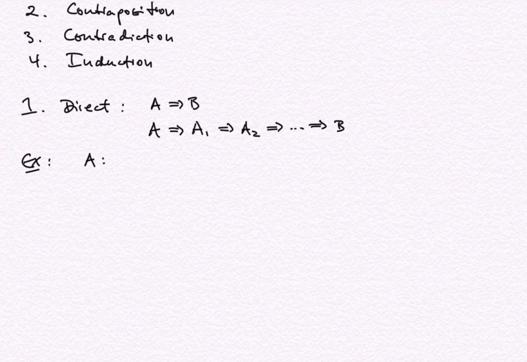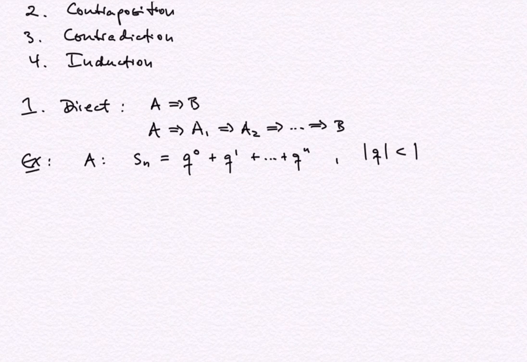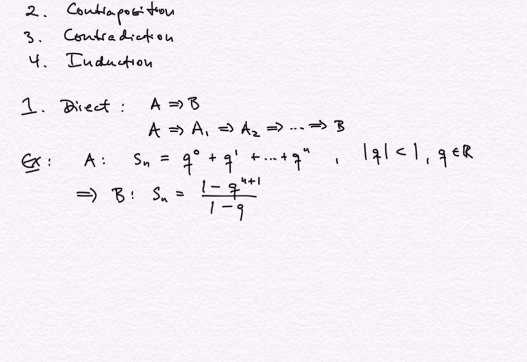So as promised, we look at the geometric series. So let's say that statement A is: a variable, let's call it S sub n, is given by the sum q to the power of 0 plus q to the power of 1 plus dot dot dot plus q to the power of n, where q is a real number less than 1 in absolute value. Then it follows that statement B: S_n is given by the fraction 1 minus q to the power of n plus 1 divided by 1 minus q.